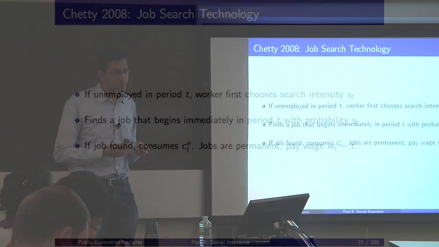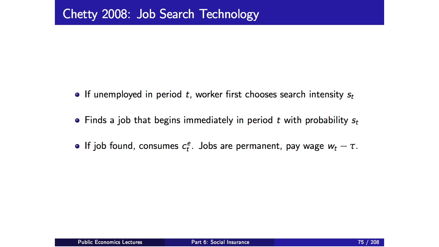All right, so here's how the model works. If you're unemployed in period T, the first thing you do is choose how hard you search. You choose your search intensity S_T. And as in the previous model we were thinking about, I'm just going to assume as a normalization that search intensity translates linearly and directly into the probability of finding a job. So you find a job that begins immediately in period T itself with probability S_T. If you find a job, you consume some amount C^E_T.